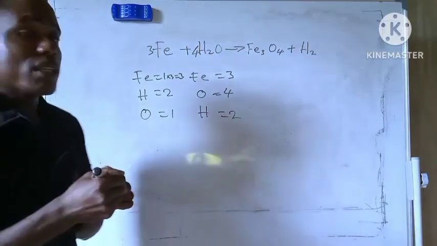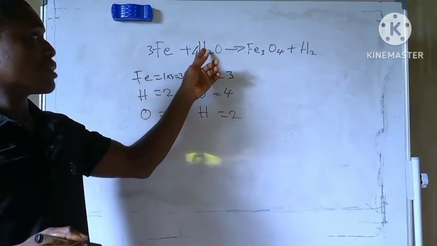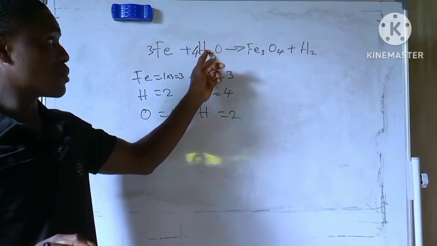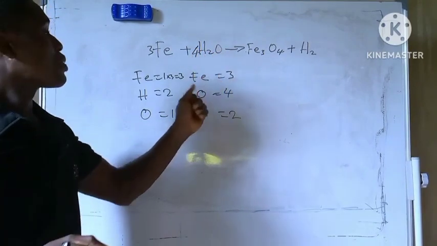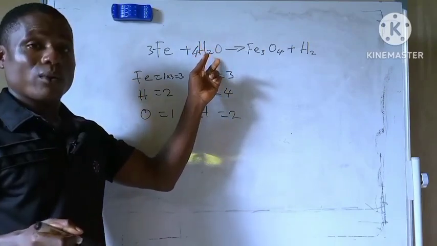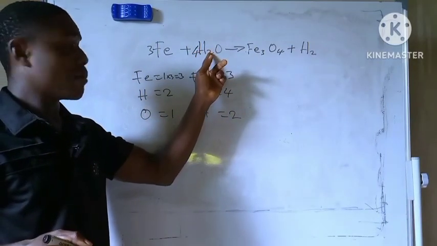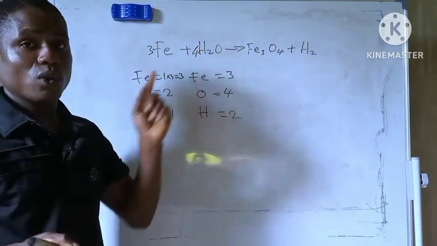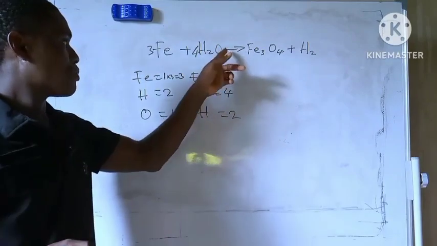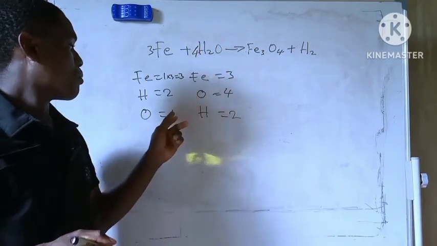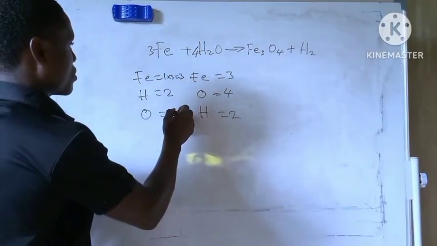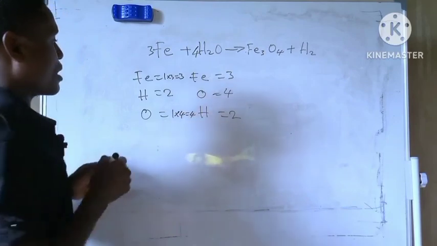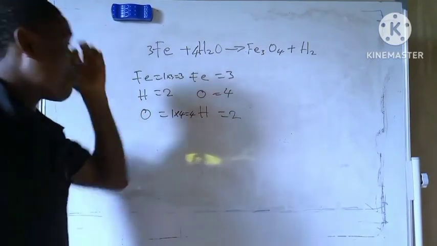Here is 4, meaning this 4 is affecting both the hydrogen and the oxygen. Are you getting it? This 4 is affecting both the hydrogen and the oxygen. Okay, so hydrogen is now 8, meaning 4 multiplied by these 2 will give you 8. But oxygen is now what? 4, because we have 1 here. So 4 multiplied by the 1 gives us 4. Are you getting it? Oxygen is now balanced.